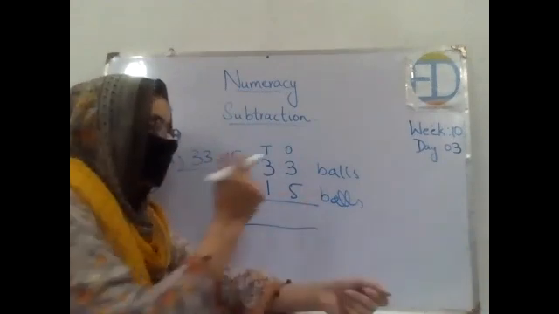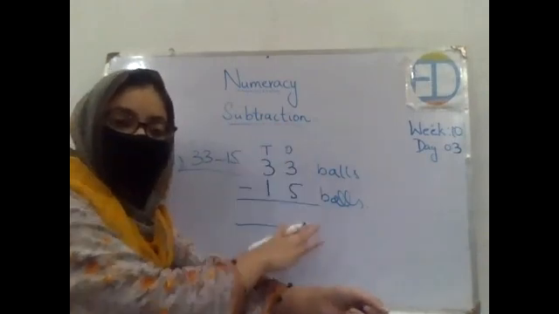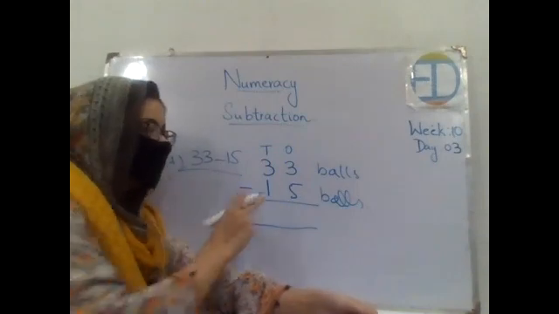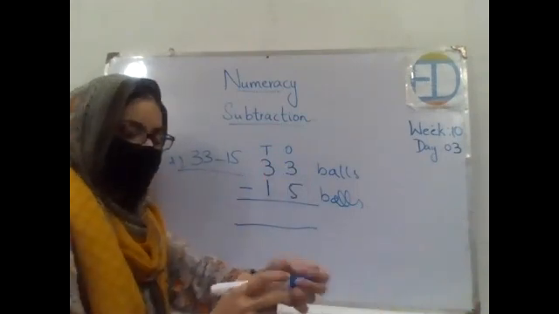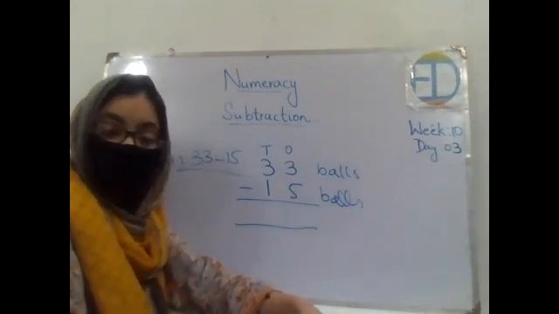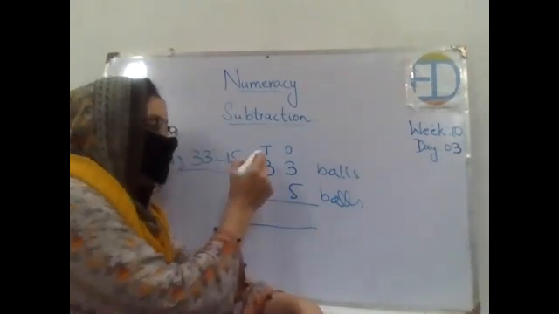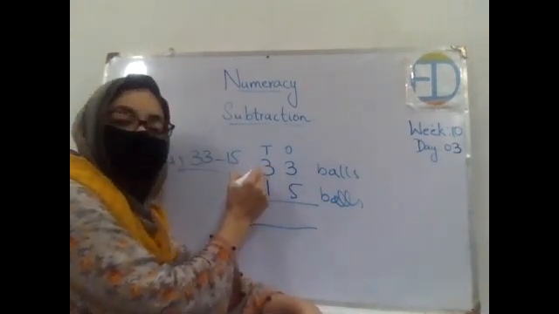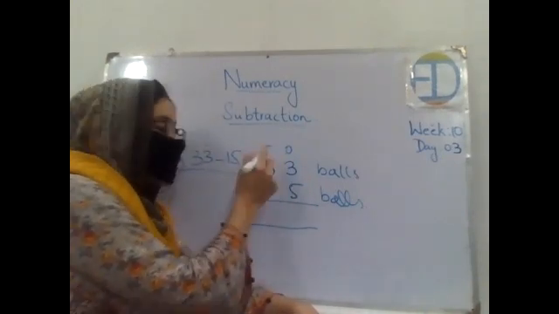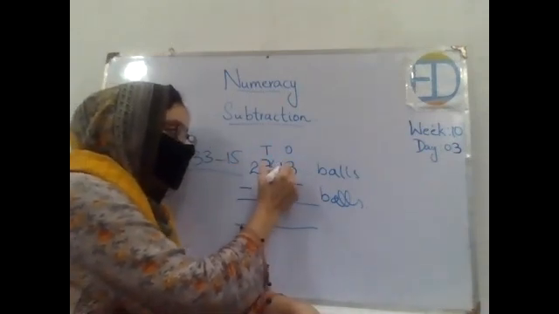Now the next step is that we always start from the right hand side. So first we will subtract the ones column, that we are supposed to subtract 5 from 3. Now tell me, which is the greater number in both cases? Is 5 greater or 3? 5. So can you subtract 5 from 3? No, this is not possible, right? So we will borrow one from the tens column. When we borrow 1, 2 will be left over here, and this number will become 13.